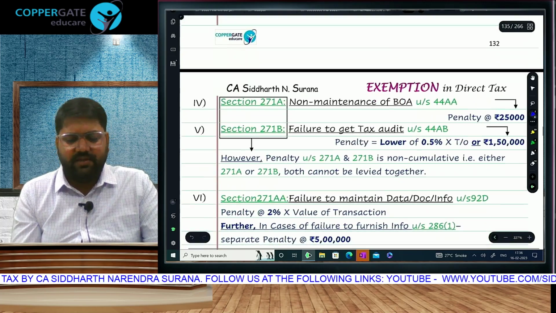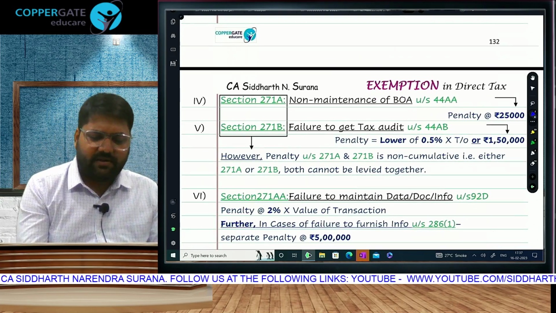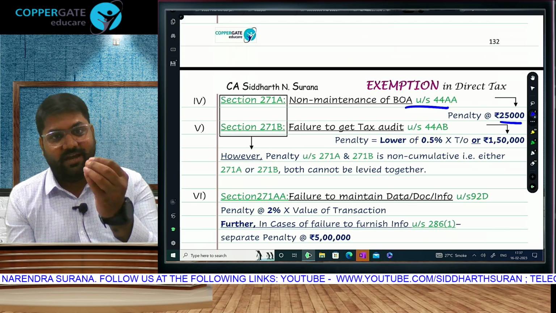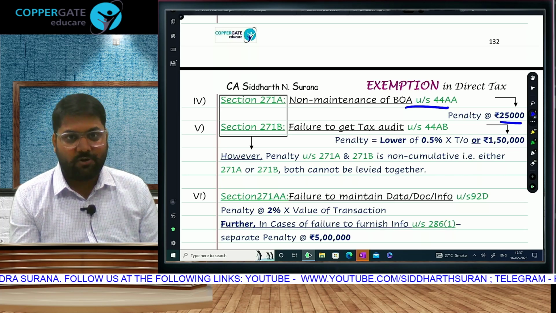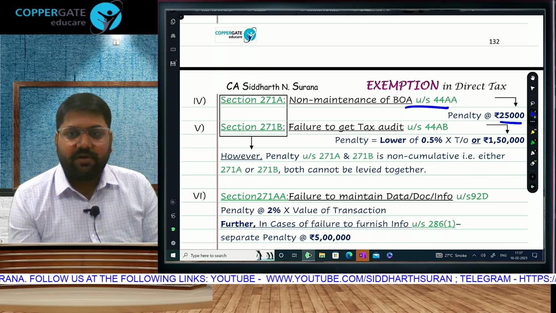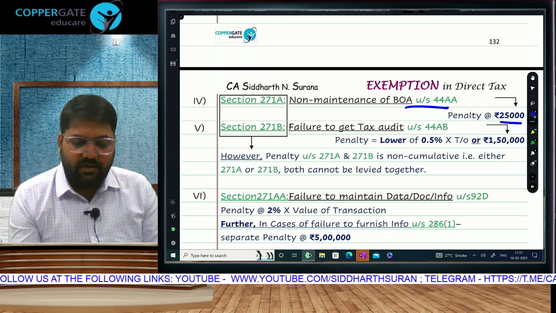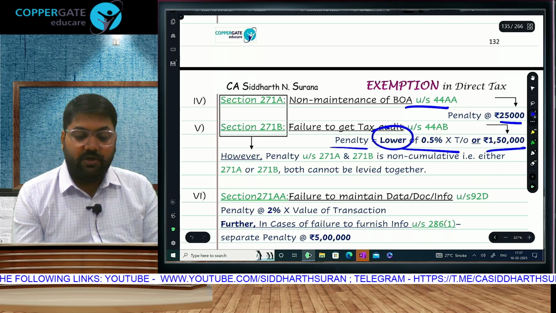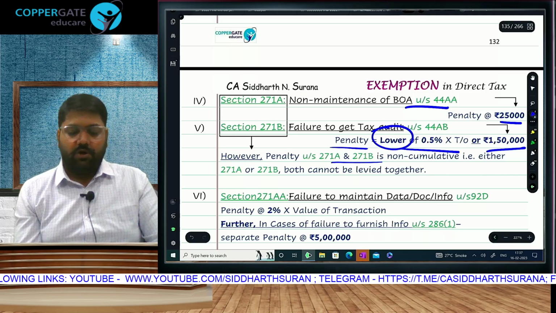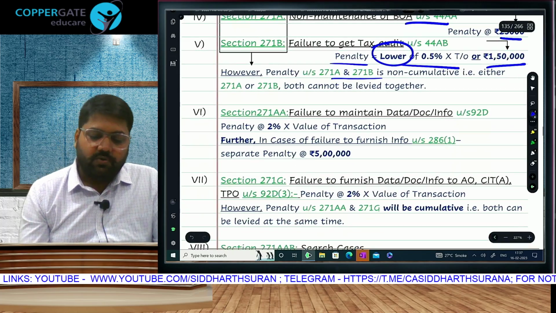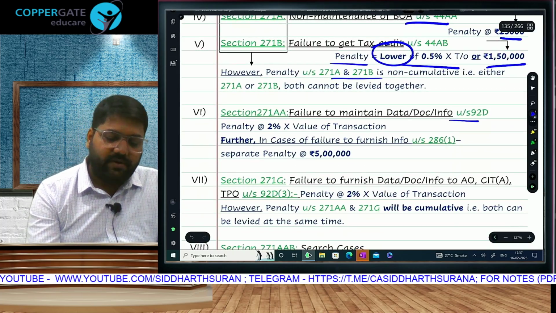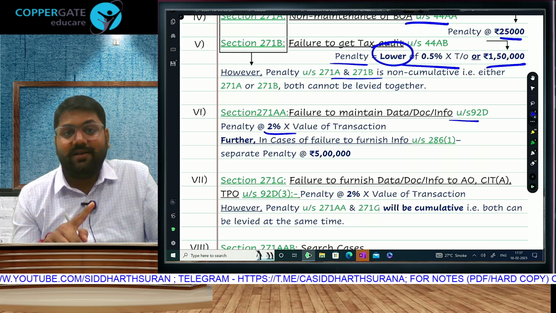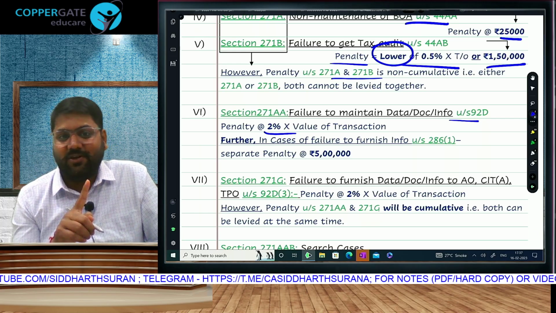Other points you can only read, and the remaining penalties of the chapter, like non-maintenance of books of account, you will have to learn. If an MCQ or objective question comes, it's a bonus that you are getting if you know the penalty quantum. So, books of account not maintained, 25,000. If tax audit not done, 0.5% of turnover or 1,50,000, whichever is lower, but cumulative penalty will not be levied on them. 271AA, failure to maintain data, document, information, 2% of the value of transaction, and failure to inform whether you are the alternate reporting entity or not.